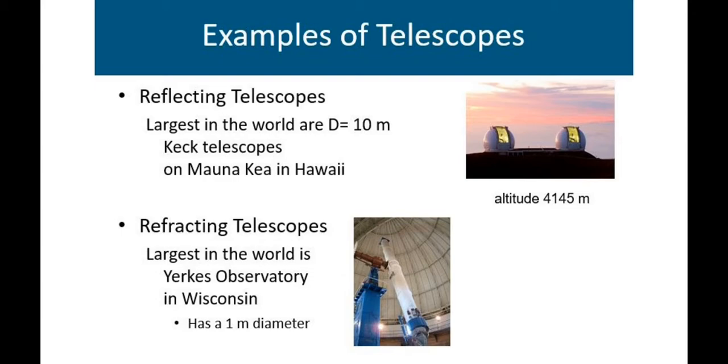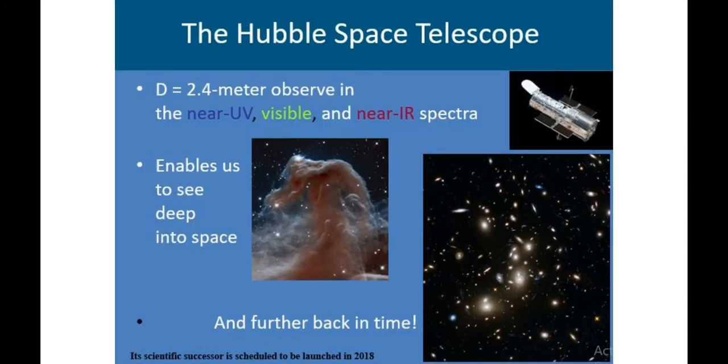The largest reflecting telescope in the world is located in Hawaii, in the mountains, and it has a 10 meter reflecting mirror. But for a refracting telescope with lenses, the largest is only 1 meter in diameter, because otherwise the lenses will be deformed by weight. They will be too heavy, and it is in Wisconsin. In Wisconsin, it is not very high resolution, not a lot of light that they collect.